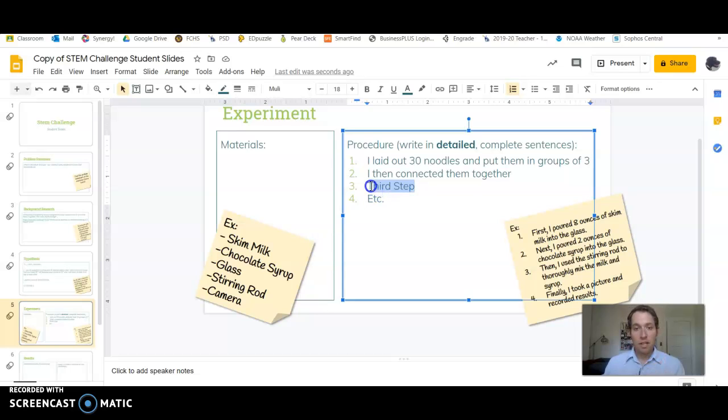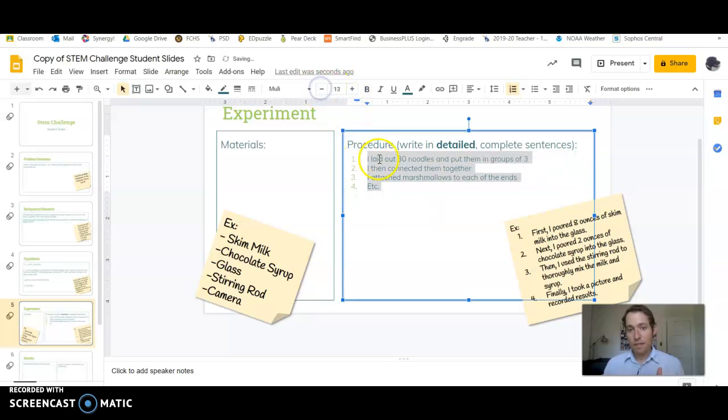3rd step, I attached marshmallows to each of the ends. Then I attached other marshmallows to the ones above to create squares. Be as detailed as you can be on the procedure. If you need to make your text smaller to fit the procedure, that's fine.